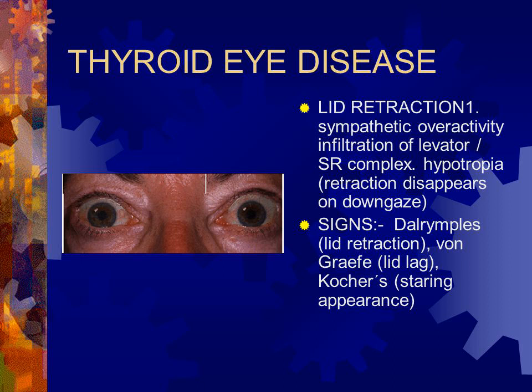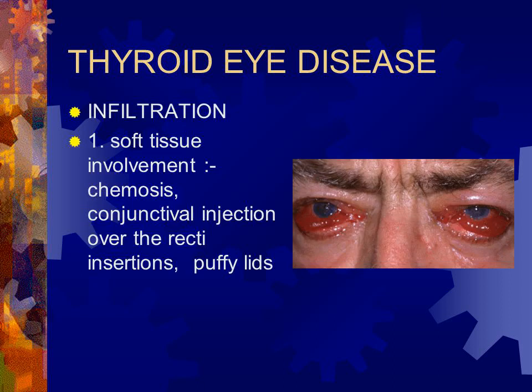Thyroid eye disease. Lid retraction: sympathetic overactivity, infiltration of the levator-superior rectus complex, hypotropia; retraction disappears on down gaze. Signs: Dalrymple's, lid retraction, von Graefe's lid lag, Kocher's, staring appearance. Thyroid eye disease infiltration: soft tissue involvement, chemosis, conjunctival injection over the recti insertions, puffy lids.